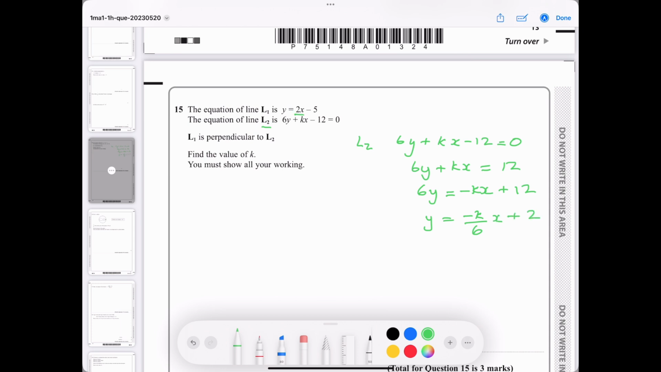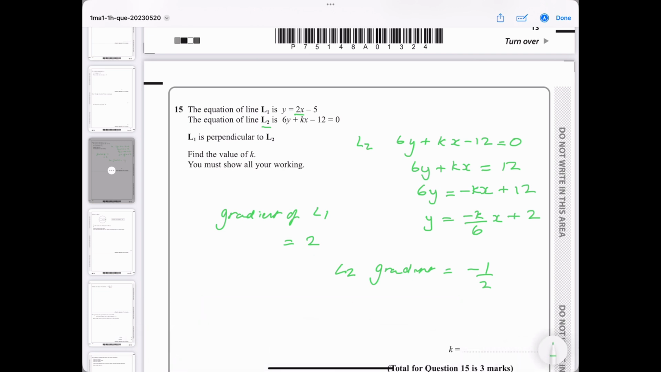Now, we know that the gradient of L1 equals 2, because that's the number in front of x, or it's the m number, as it were. L1 is perpendicular to L2, so it means L2's gradient equals minus a half, and that's because it's the negative reciprocal. So that means minus k over 6 equals minus 1 over 2, so k equals 3.